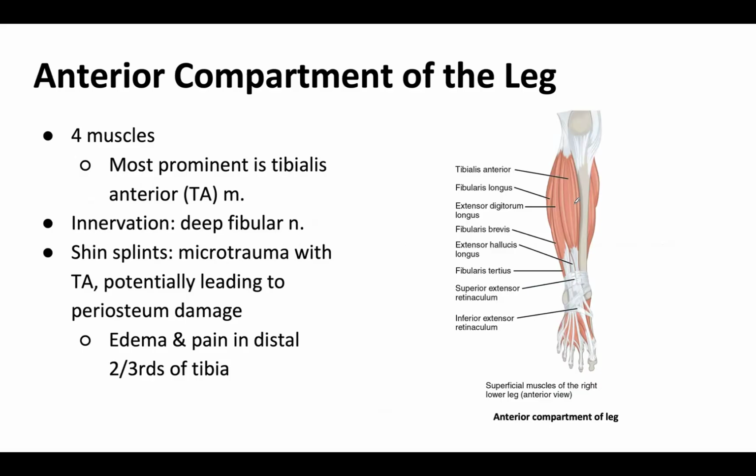So we will start with the leg and with the anterior compartment of the leg, meaning it's located anterior to the interosseous membrane between the tibia and the fibula. There are going to be 4 muscles in this compartment. I'm not going to have you know all of the names of these muscles, but I do want you to know one, and that is the tibialis anterior. Sometimes it's just abbreviated to TA. It is the most prominent and superficial of these muscles.